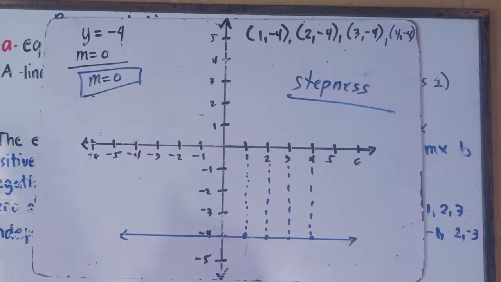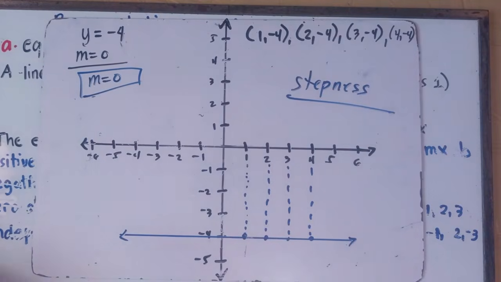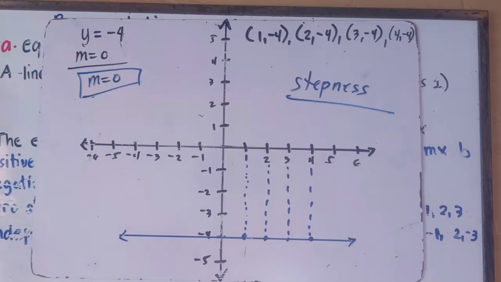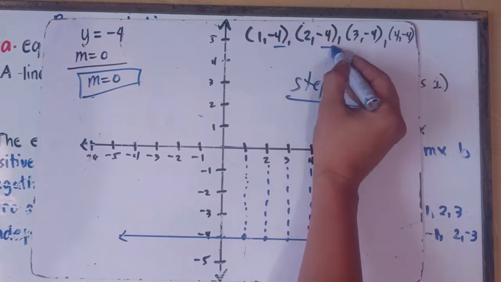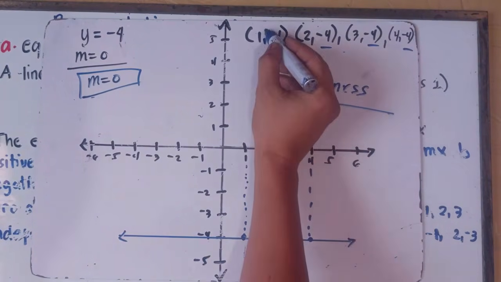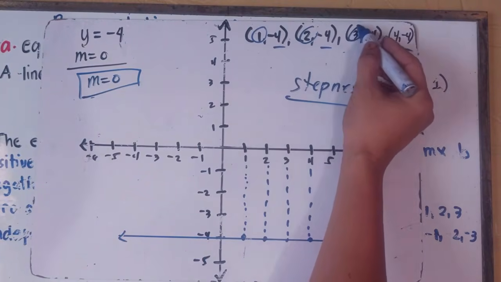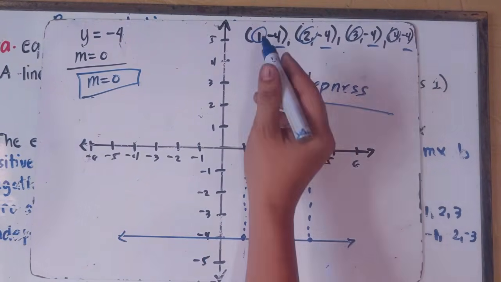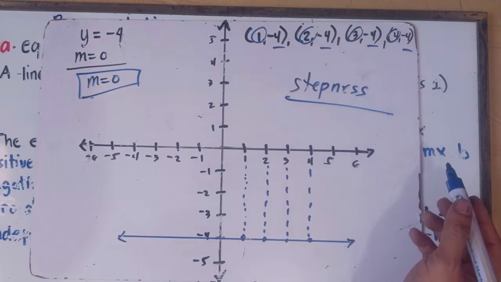In a function, class, one input corresponds to exactly one output. Question, class, can you call this one a function? Yup, you can call that one a function. Even if the y value is repeating, the x value is not repeating. Once again, one input corresponds to exactly one output.